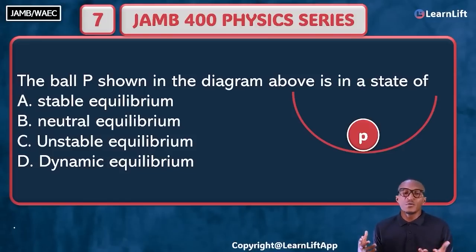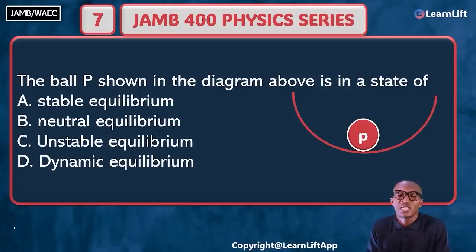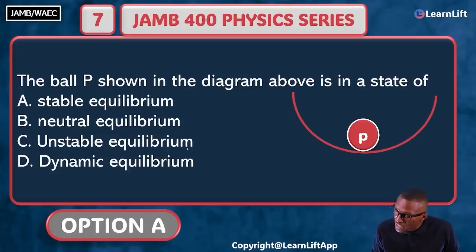Now, what is stable equilibrium? Stable equilibrium, if you move the body from where it is, the body will return to that same particular spot. That's stable equilibrium. Now, if you move this body from this point, what happens? The body will move and come back to that point. That equilibrium is stable. It is not neutral, it is not unstable. The answer becomes option A, which is stable.